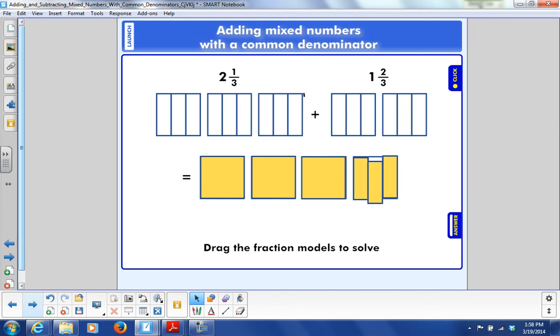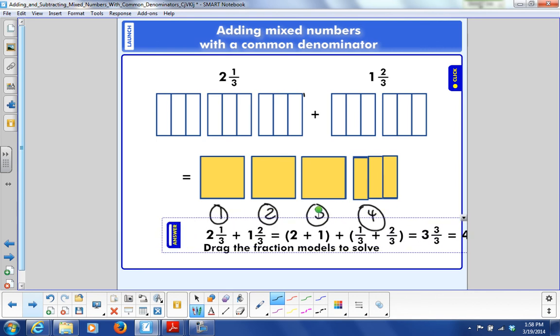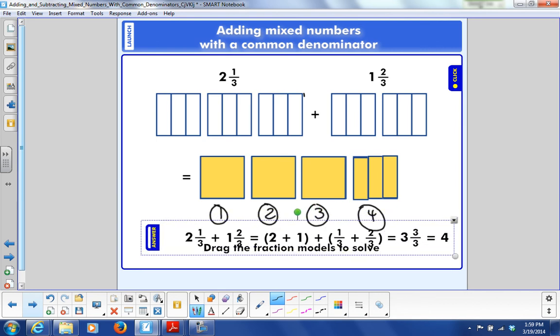Okay, so now I have one whole here, another whole here, another whole here, and then I have these 3 thirds that were put together and also make a whole. So my answer then is 4. Okay, so 2 1/3 plus 1 2/3 equals, we add the whole numbers together first, and then we'll add the fractions together, and then that will give us our answer.